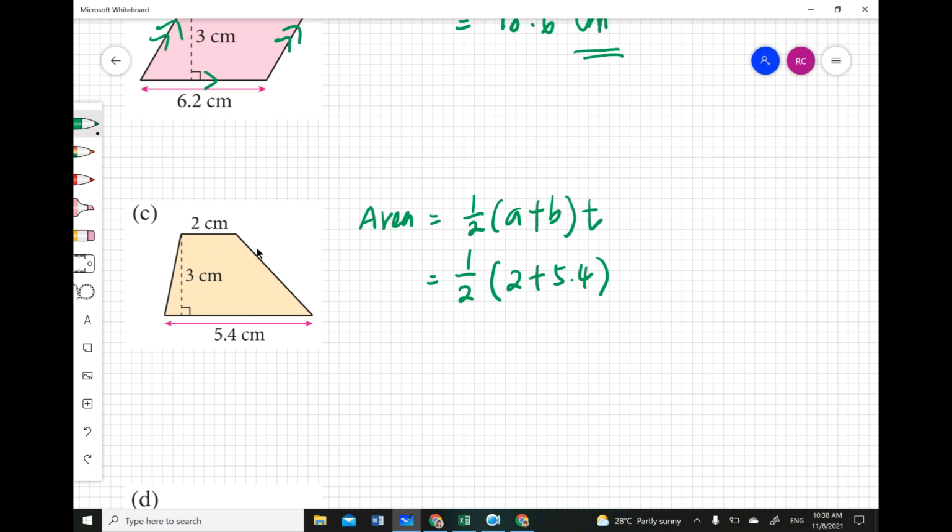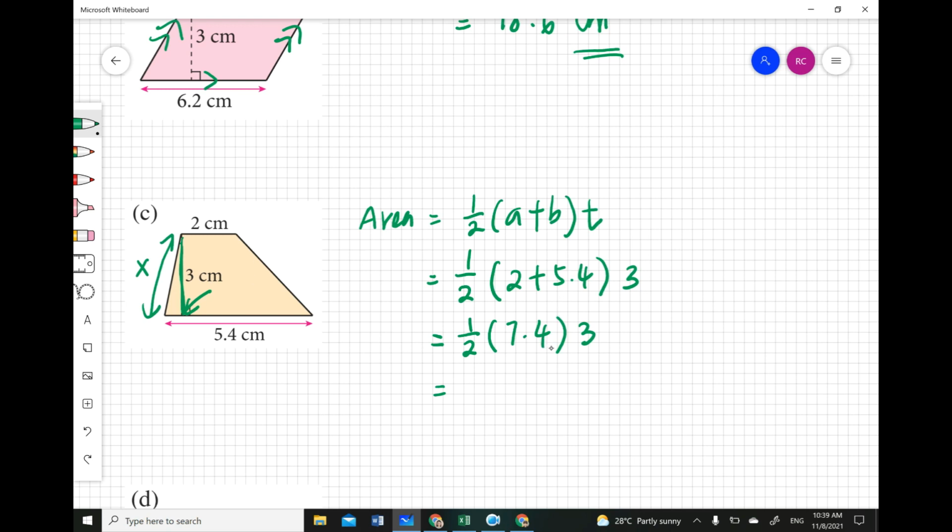3. Remember, this is the 90-degree angle, so this is the height. We cannot take this one. This one is not the height. So we have to multiply by 3. And then you are going to calculate using your calculator. So I simplified it here. 1 over 2 times 2 plus 5.4 is 7.4, times 3.